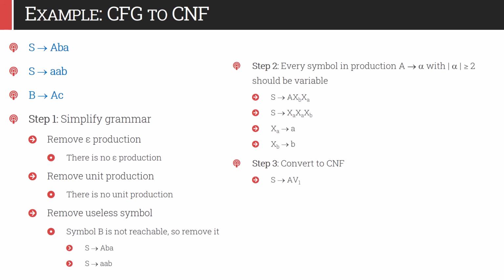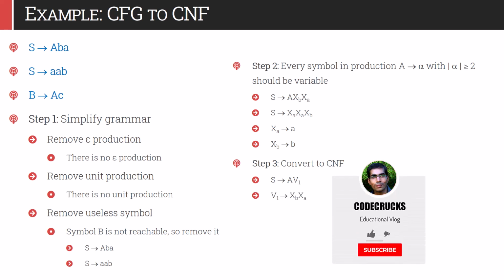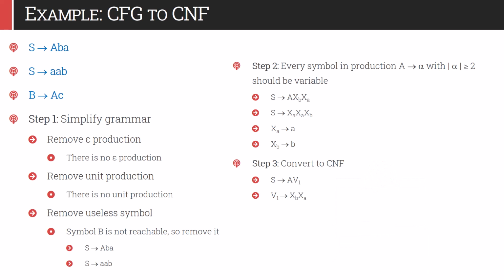What we'll do is pick up the first production, S gives A, XB, XA. As there are three variables, we have to introduce a new variable. So capital A will stay as it is and we introduce V1, and V1 we assume to be XB, XA. So when we replace V1 in S, we get the original production back. Similarly, for the second production, we can write S gives XA, and assume another variable V2, where V2 is XA, XB. When we replace V2 in S, we get the original production back. And the last two productions are already in CNF format.